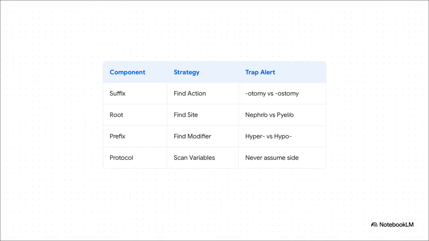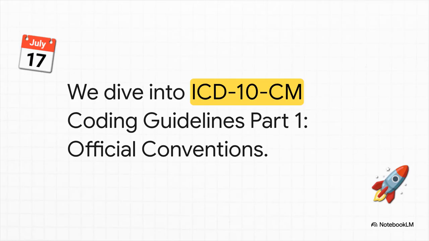To wrap up today's explainer, I've got this dense, rapid-fire visual summary cheat sheet for you. You really want to lock this into your memory. It perfectly reinforces our minimal memorization method. Just remember the formula: find the action in the suffix, find the site in the root, find the modifier in the prefix, and always, always run your 5-variable protocol. You guys have done incredible work today decoding these operative reports.